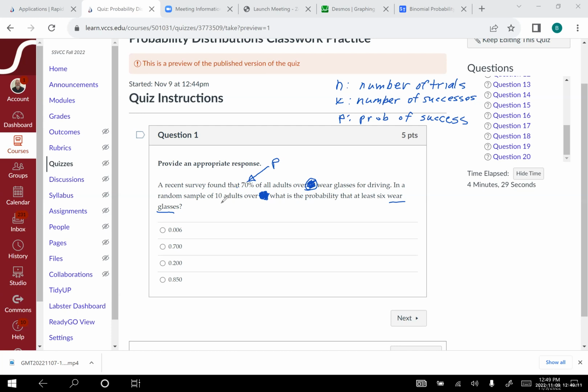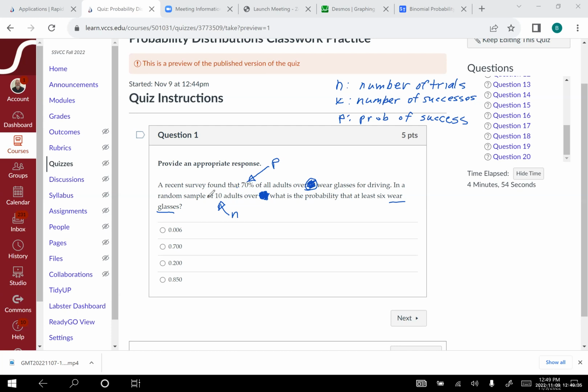10. Very good. Now, if you get X and N mixed up, the calculator will let you know, because remember, X always has to be less than N. But for this problem, N is 10 because we took a sample of 10 people. That's the group we're working with. We're not working with every 50-year-old who wears glasses.